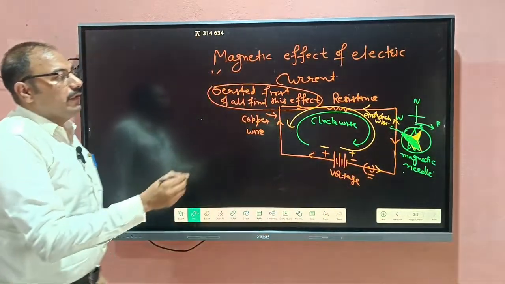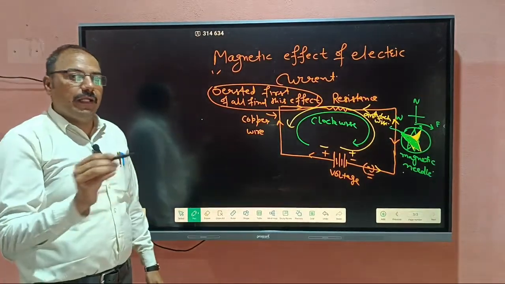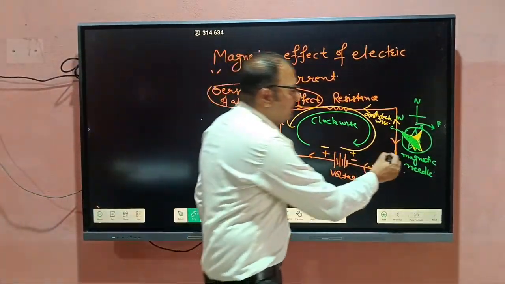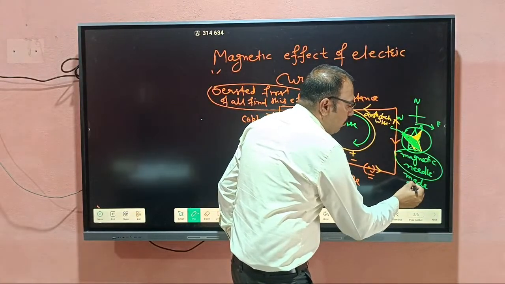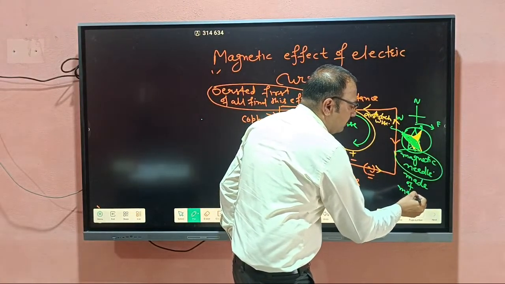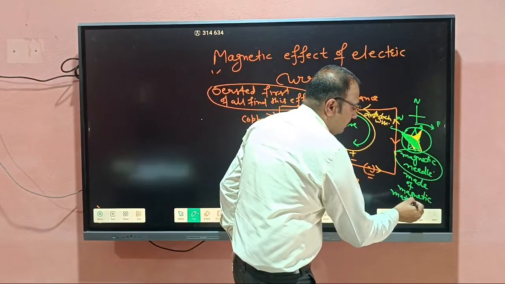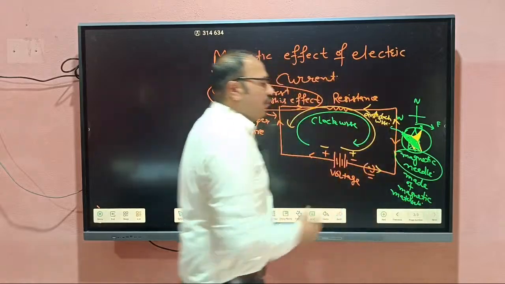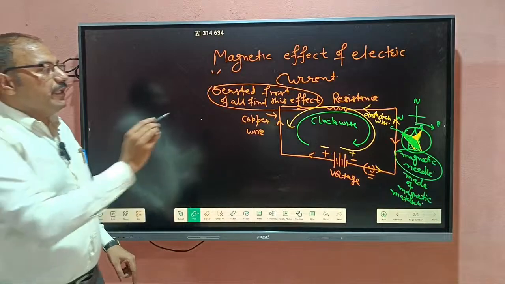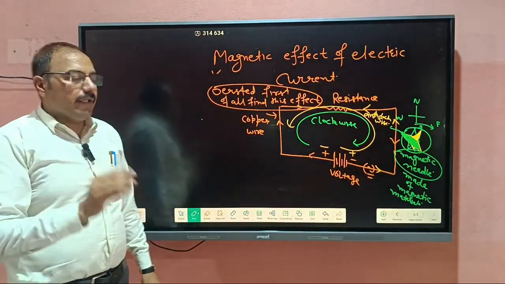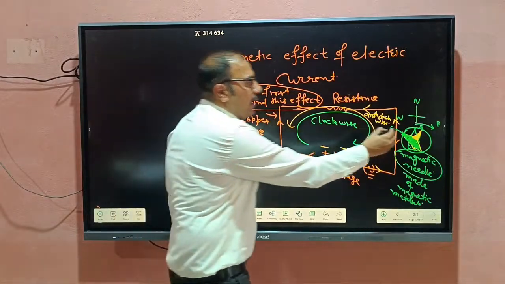So this shows there is a field which applies force on the magnetic needle. So basically this magnetic needle is made of a magnetic material. So this experiment shows whenever there is a change in electric current in a wire, then a magnetic field is produced in the wire and which deflects the needle.